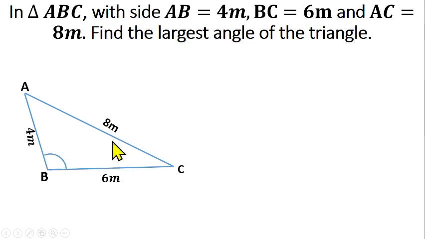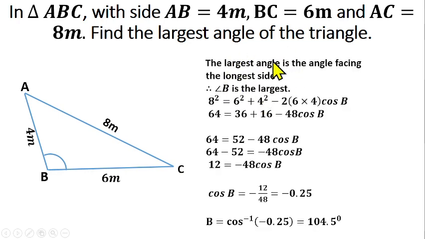So pause this video and formulate the cosine rule yourself. We should have AC squared equals BC squared plus AB squared minus 2 times BC times AB cos B. Then if you want to substitute your answer, you'll be having 8 squared.